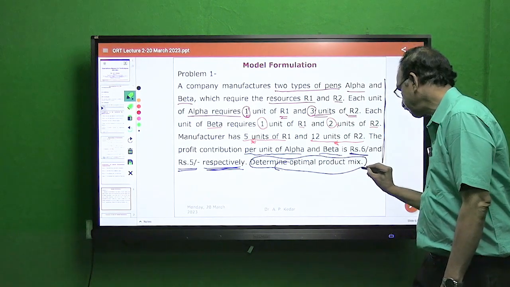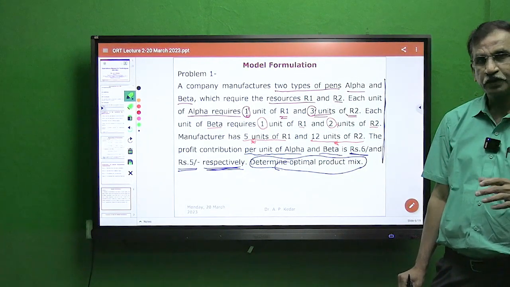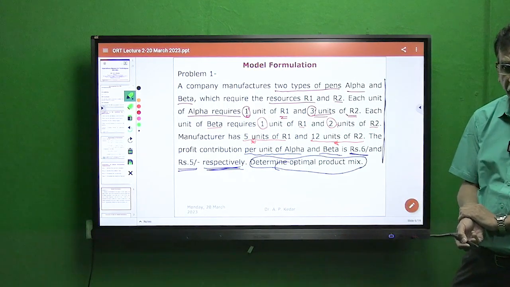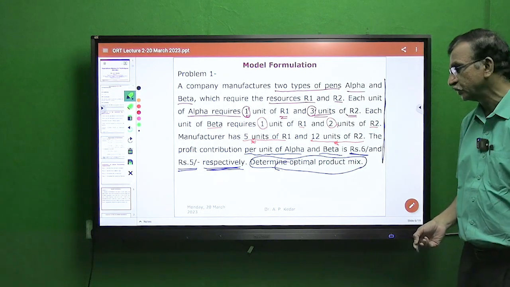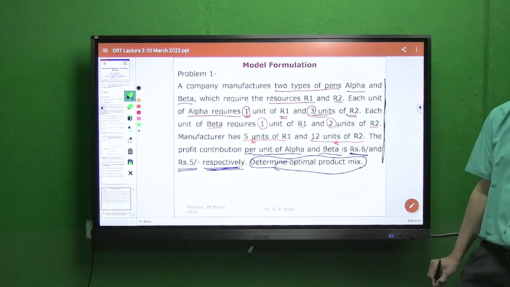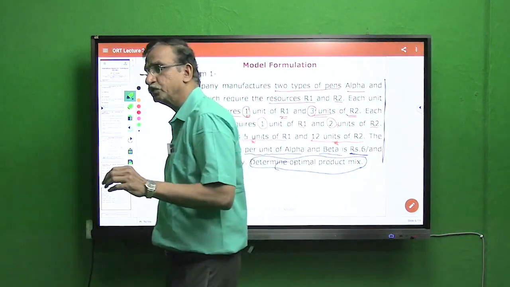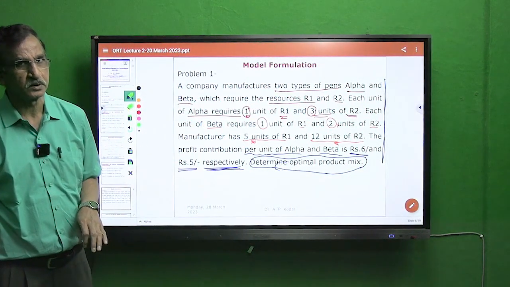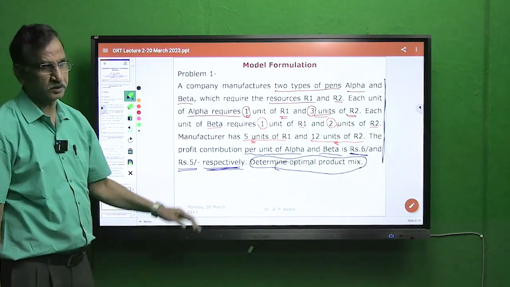optimal product mix. In the first lecture, we have seen various possible areas of application of linear programming, and one of those applications was deciding optimal product mix. Now this is a unit which is producing different types of pens. So depending on the scenario in the market, he has to decide how much to produce of each type.